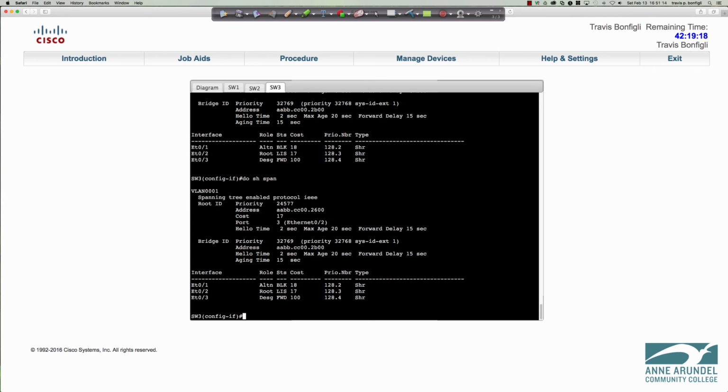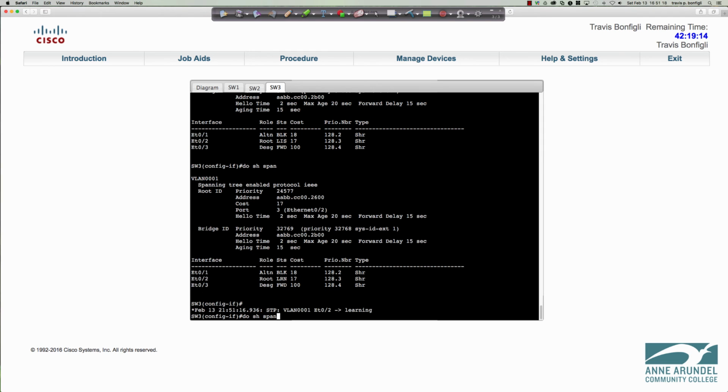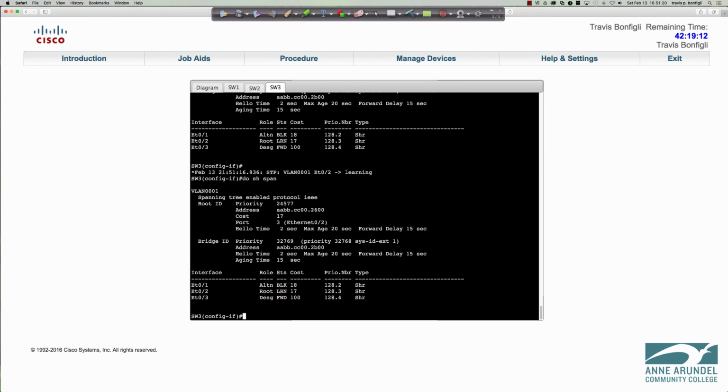And now Ethernet 02, because it has a lower cost, is going to be our root port, and it's going to transition through the listening. You can see that now we're in the learning, and then another 15 seconds. And so now that we've transitioned back, let's see if it has us do anything.